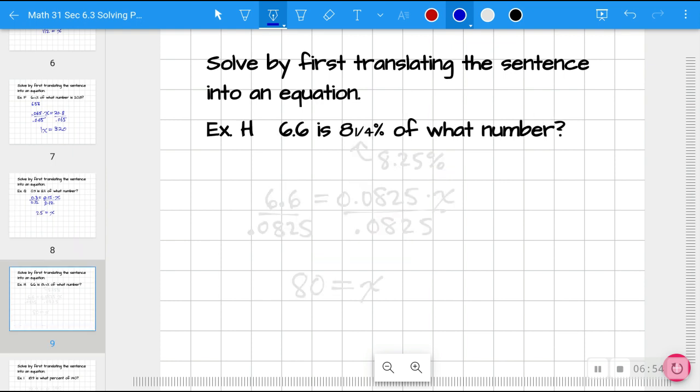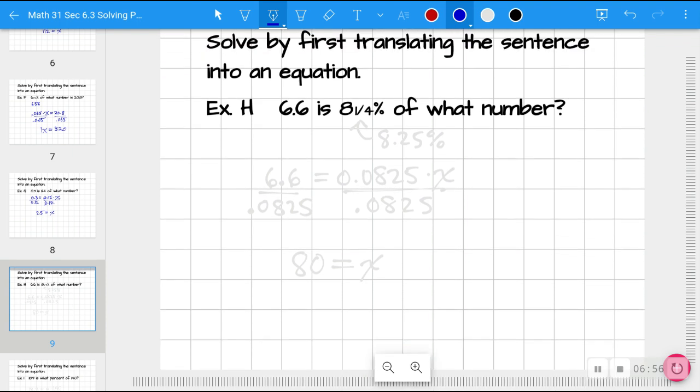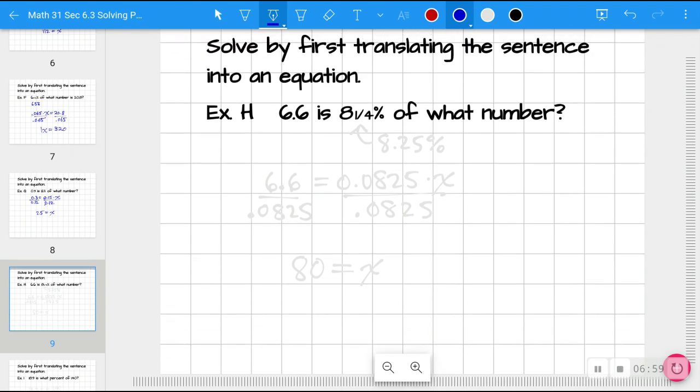Okay, example H. 6.6 is 8.25% of what number? So 1/4, you take 1 divided by 4, you'll find out that's 0.25. So this is 8.25%. And now we slide the decimal 2 places to the left. You'll see that show up in a minute here. So let's go to the translating stage.